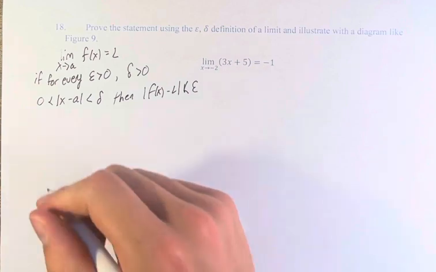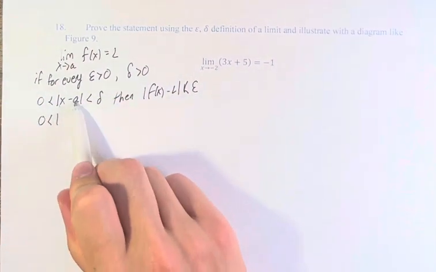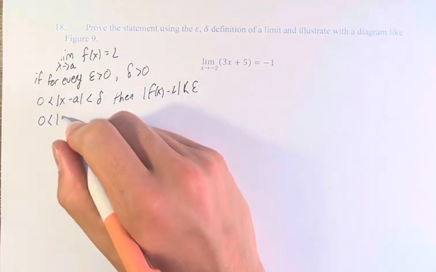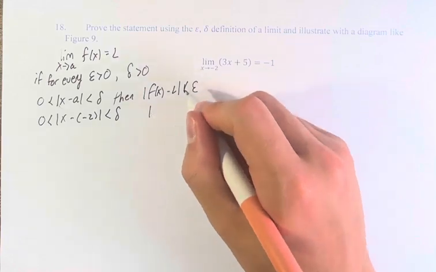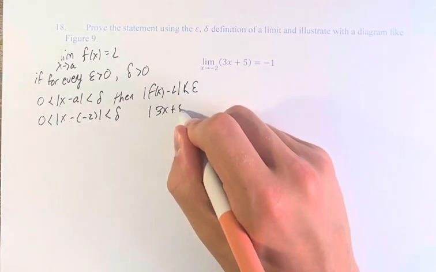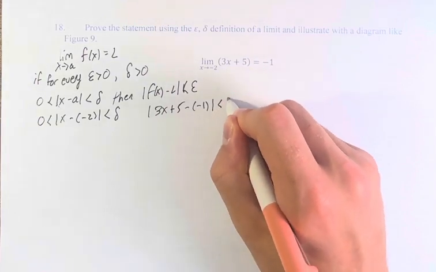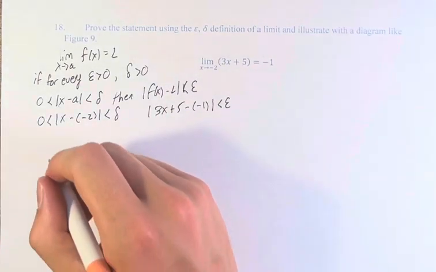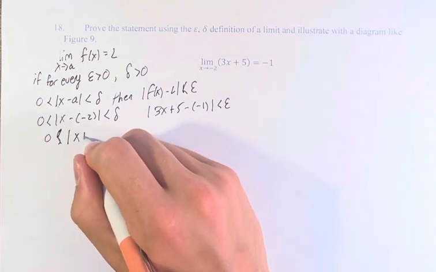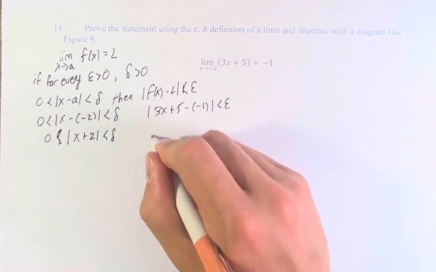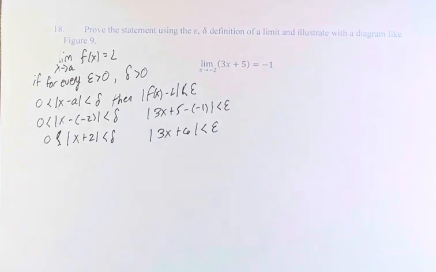So let's plug in our values here. This means that 0 is less than the absolute value of x minus a. A here is the value that x approaches, so that's -2. So x minus -2 is less than delta. And f of x is 3x plus 5, minus L, which is minus -1, is less than epsilon. So therefore, 0 is less than the absolute value of x plus 2 is less than delta, and the absolute value of 3x plus 6 is less than epsilon.